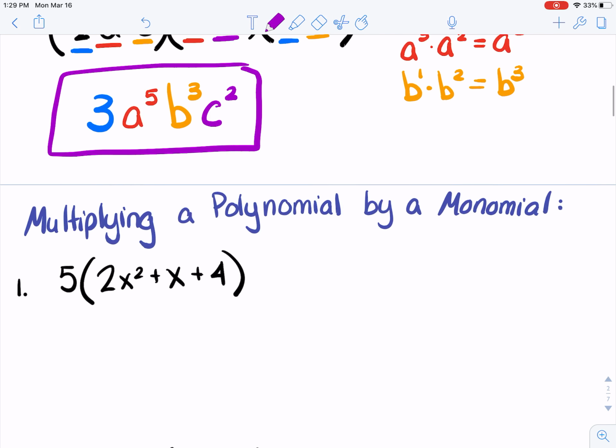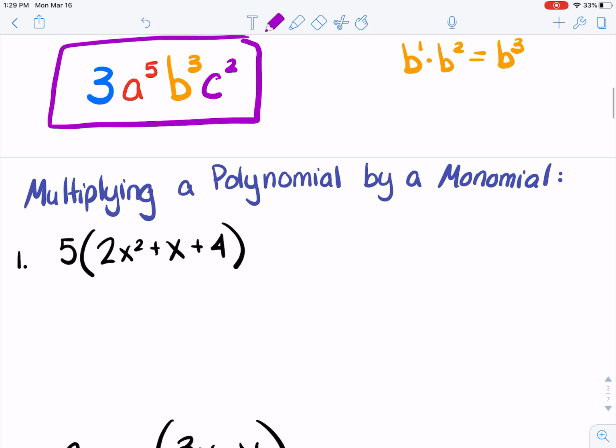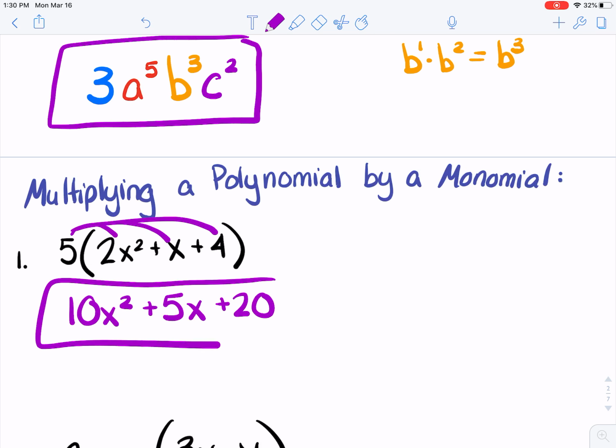The next type of problem we're going to cover is when you have to multiply a polynomial by a monomial. Remember that a monomial is just one term, and a polynomial has many terms. So again, if you think back to middle school, this is a lot like the distributive property. When you distribute, you have to make sure that you distribute to every term in the set of parentheses. So I'm going to multiply 5 times 2x squared, which gives me 10x squared. Multiplying 5 times x is 5x, and multiplying 5 times 4 gives me 20. And that would be my final answer.